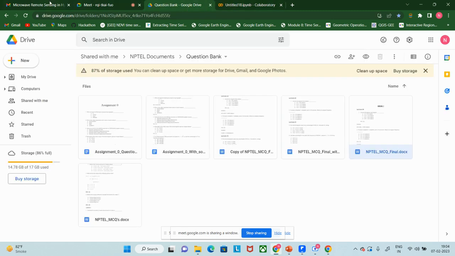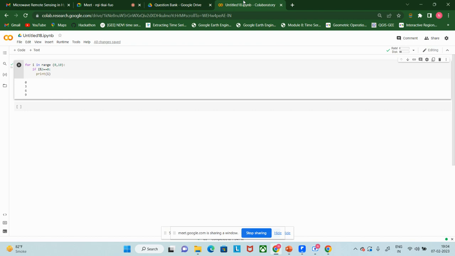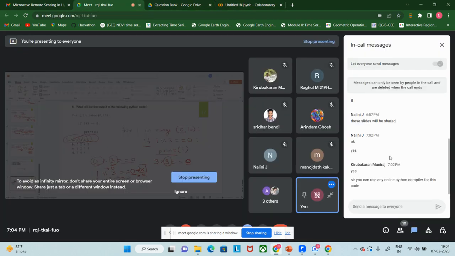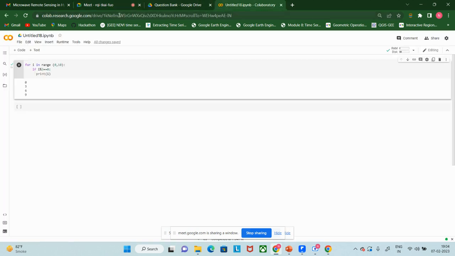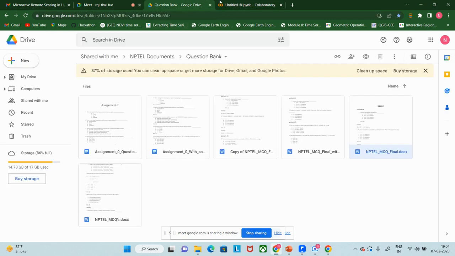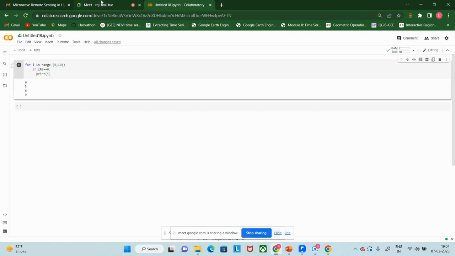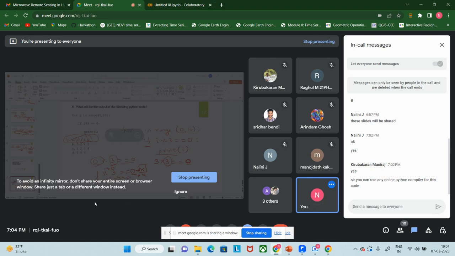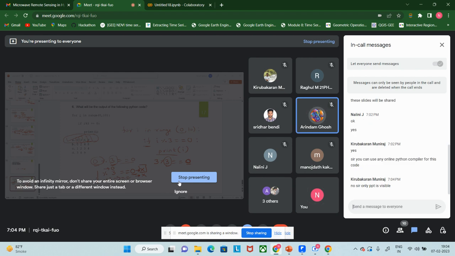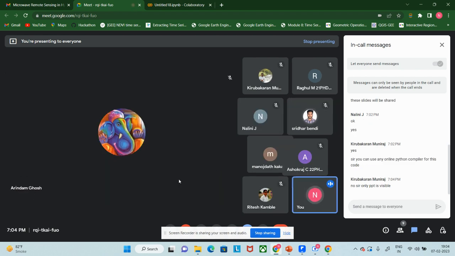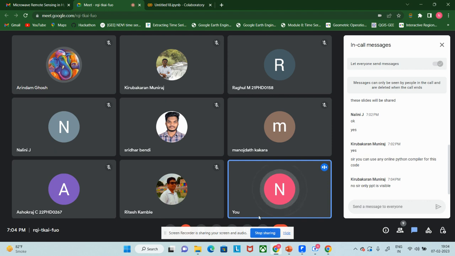Okay, so someone has asked, can you use any online Python compiler for this code? Yes, Colab is that only. Are you able to see my Colab screen or is only the PPT screen visible? Can any one of you confirm? I think the PPT screen is visible. Okay, so I will stop that and share again.